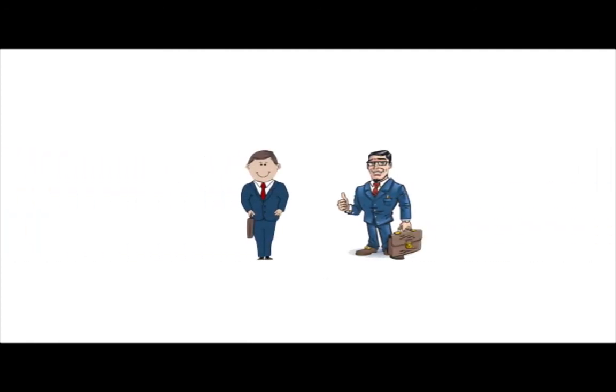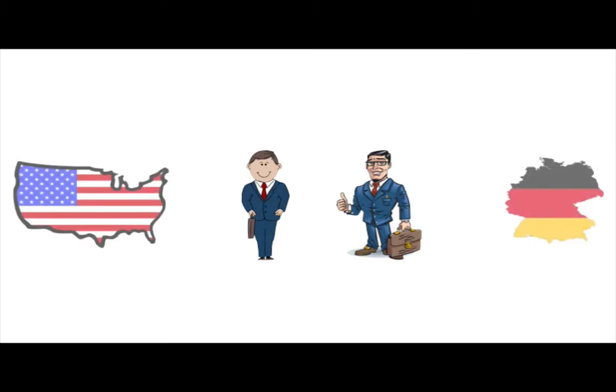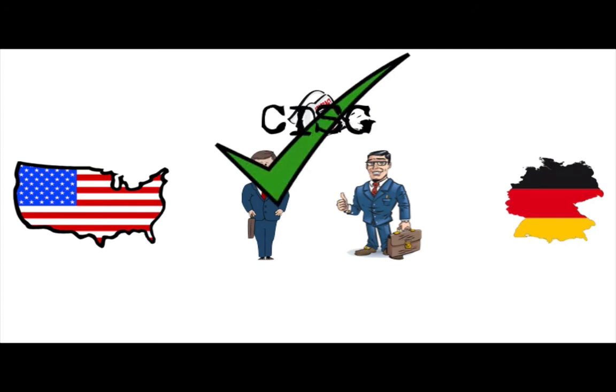Let's say that we have two businessmen. One is from the United States, and let's put the other one from Germany. So the question, they enter into a contract for the sale of goods, and the question becomes, does the CISG apply? Well, we know that both the United States and Germany are both members of the CISG, so yes, the CISG would govern the contract. Easy one.